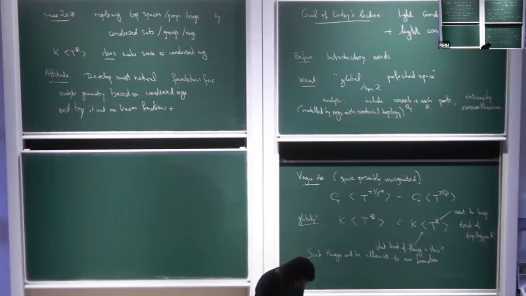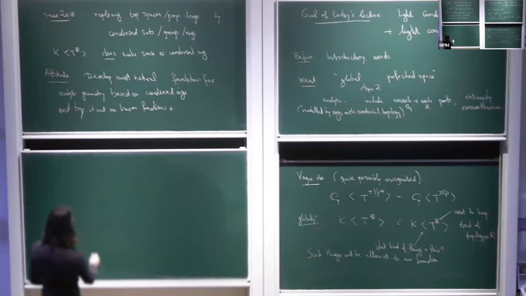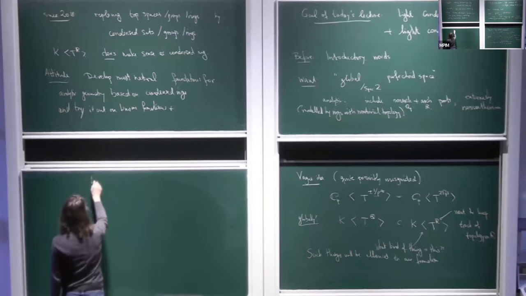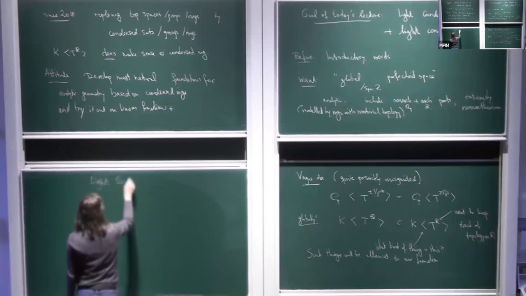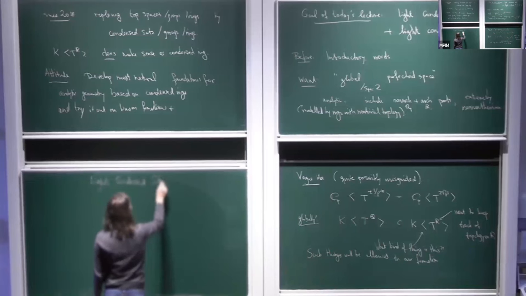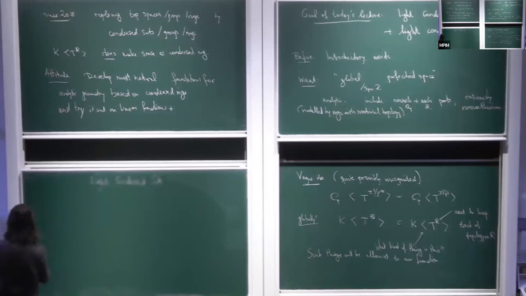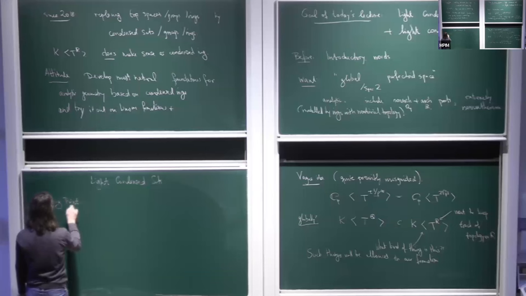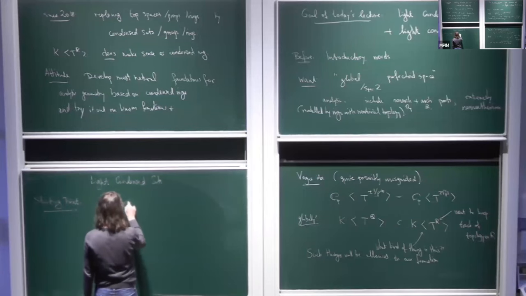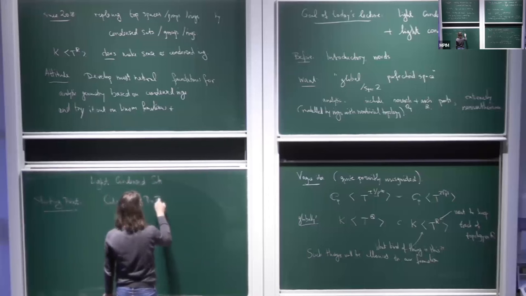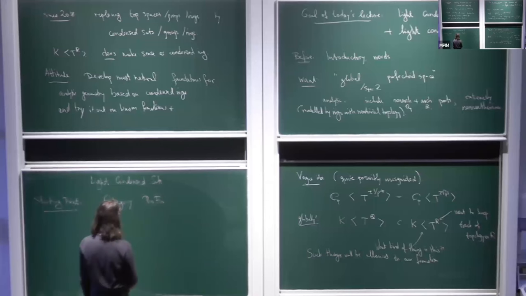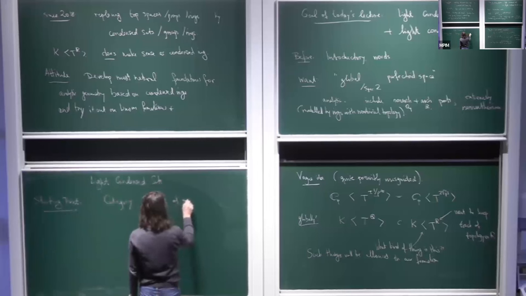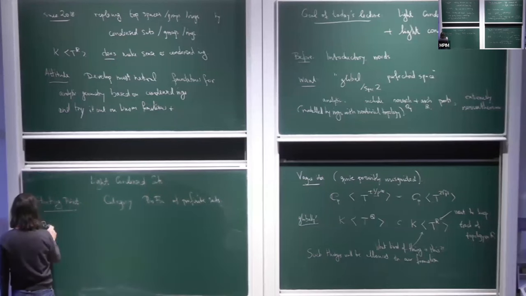All right, so let's start the course in earnest. Start talking about light condensed sets. The starting point for our whole series is profinite sets. And in a moment we're restricted to these light things, but first of all, I want to recall a quick one. So let me recall the following proposition.